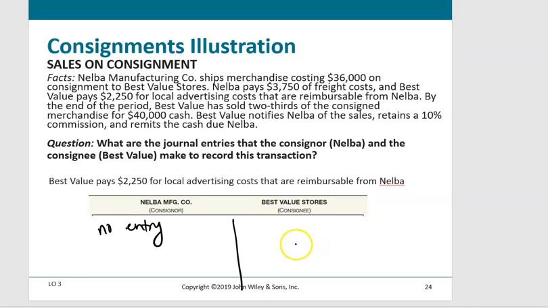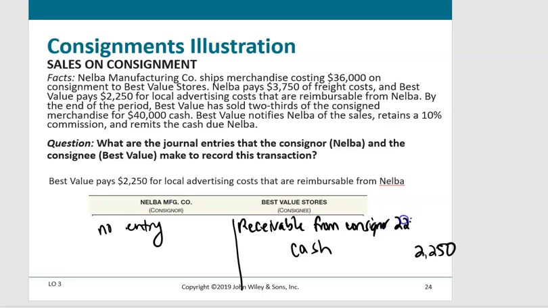So the consignee, Best Value, the dealer, spends cash, so I'm crediting cash for $22.50. And what account am I going to debit? Not an expense account. Why? Because you might be thinking advertising expense, but it's not an expense to the consignee. These advertising costs are reimbursable. We say NELBA owes us cash, so we have a receivable from the consignor for $22.50.